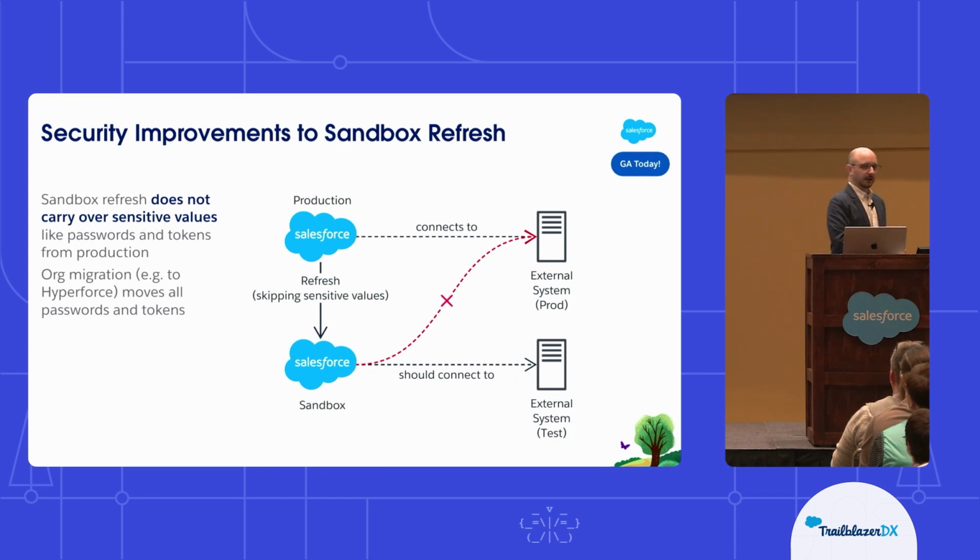And speaking of that, a small change that also just went out in Spring '24 is that when you do a sandbox refresh, we're not copying down any sensitive values or tokens from production to that sandbox. This is a security-oriented request we got from a lot of large customers because we don't want that sandbox to automatically get access to the remote production system just because you did a refresh, right?